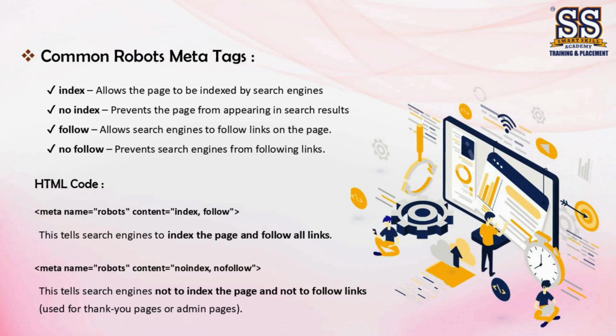However, sometimes you need privacy. For example, you wouldn't want a customer's private thank you page or a backend admin login showing up on Google. In those cases, you'd use meta name equals robots content equals noindex, nofollow. This ensures that private or low-value pages stay hidden and don't dilute your site's SEO authority.